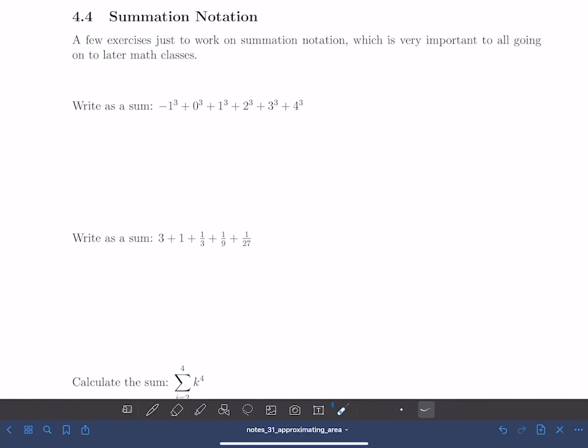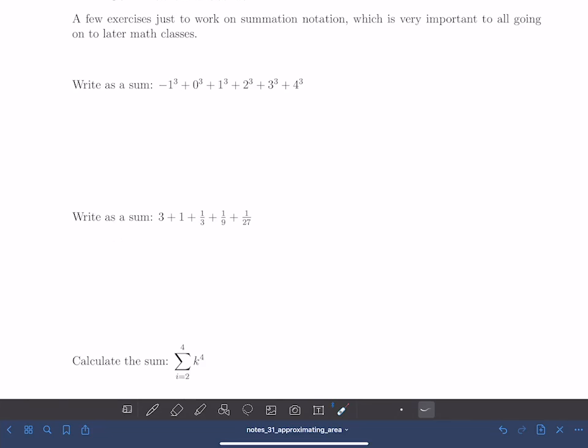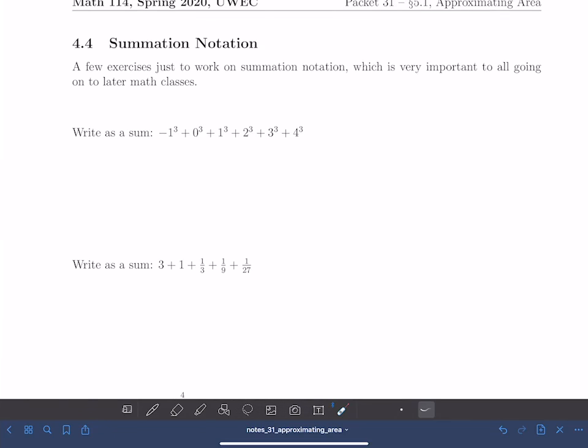Let's work with summation notation and rewrite some things as a sum and then calculate some sums. That's okay. I found a typo just now.